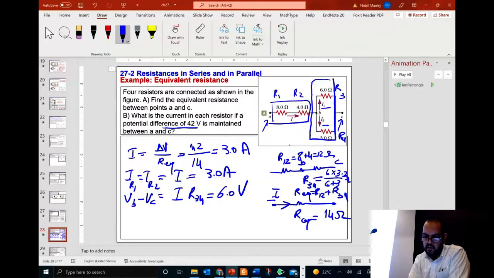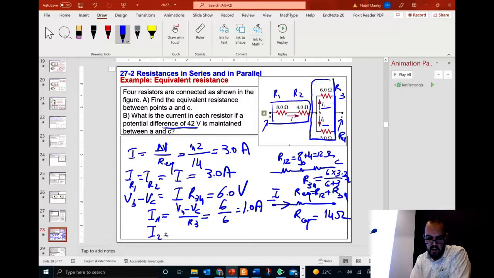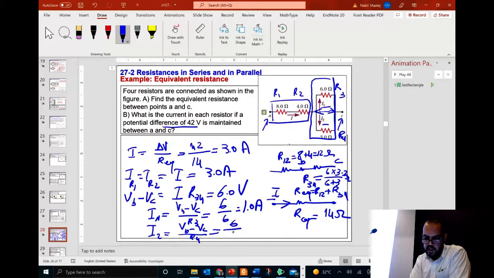Okay, so now I have this voltage. I can determine I1 and I2 because I use Ohm's law. I1 is equal to VB minus VC divided by R3. So this is 6 divided by 6, that's 1.0 amp. And I can do the same thing for I2. I2 is, Ohm's law, VB minus VC, this voltage difference here, divided by the resistance, which I called R4. So this is 6 divided by 3. This will give me 2.0 amps.